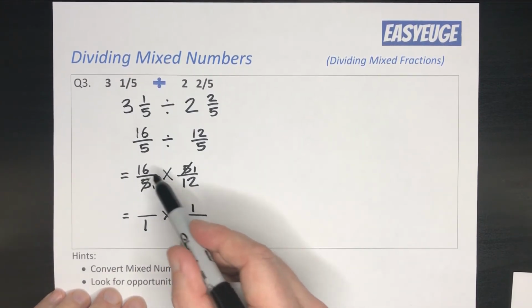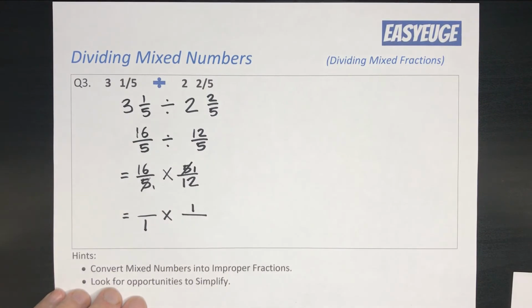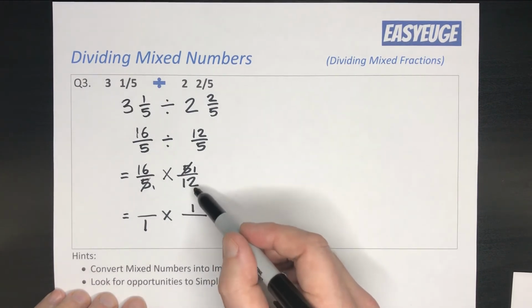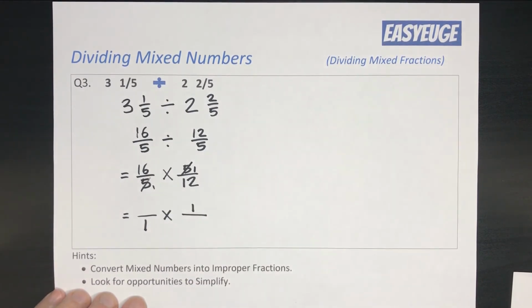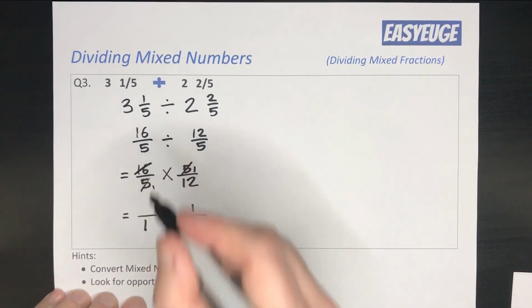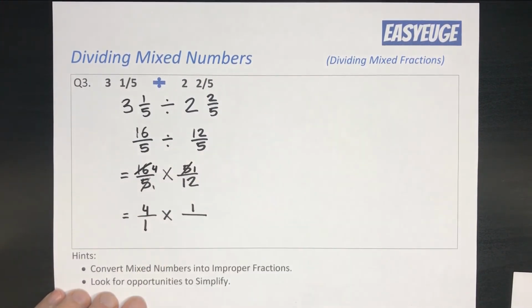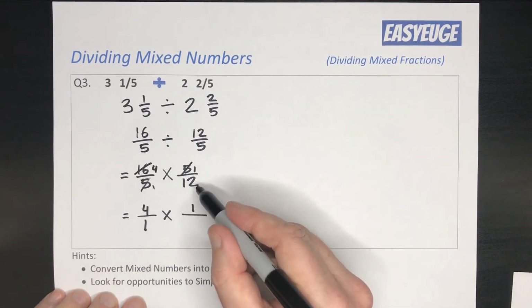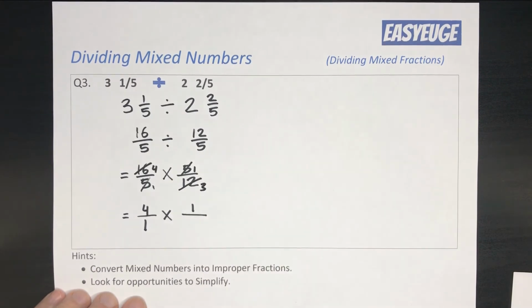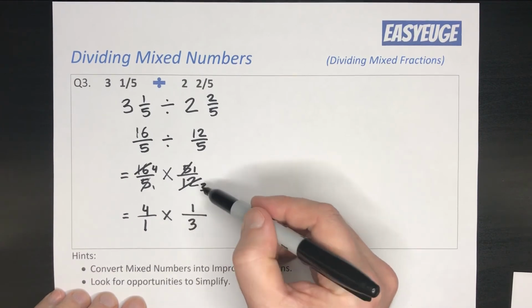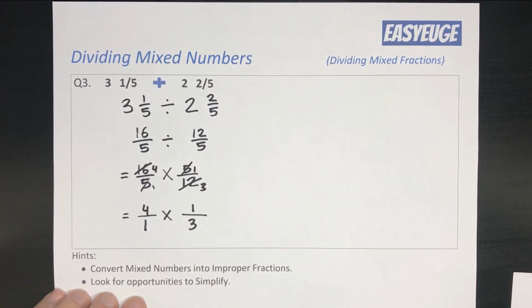Let's look at the 16 and the 12, these diagonal numbers. What can we divide into both of them? Let's have a look at 12 and 16. I think the number 4 would help. Let's divide 16 by 4. 16 divided by 4 is 4. And this becomes a 4 on top. And let's divide this one by 4. So 12 becomes a 3. So now we have 4 over 1 multiplied by 1 over 3. So when we look for opportunities to simplify, it makes maths so much easier.